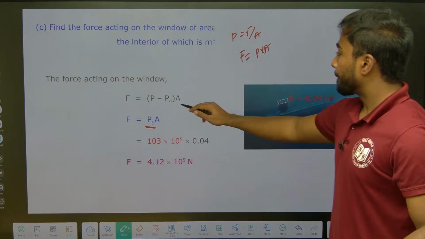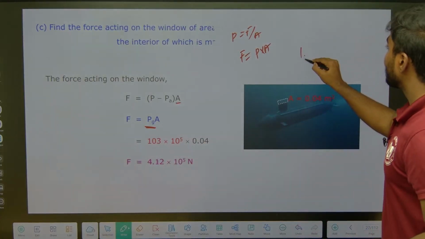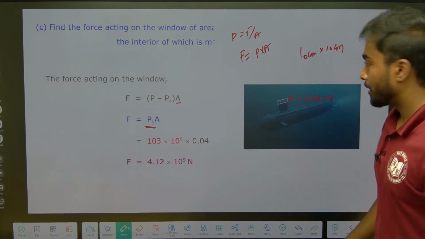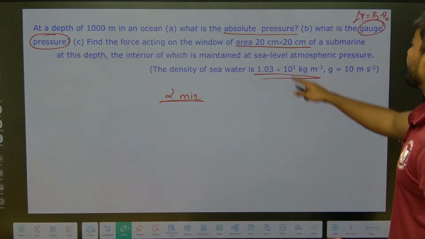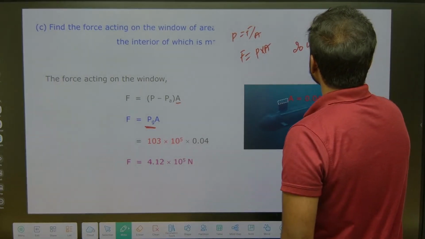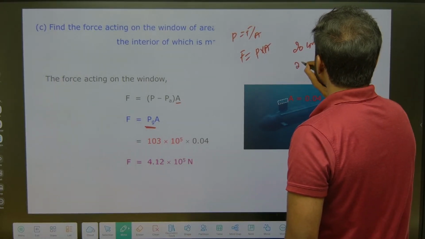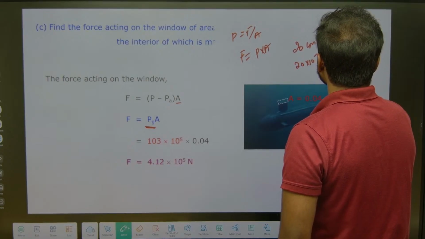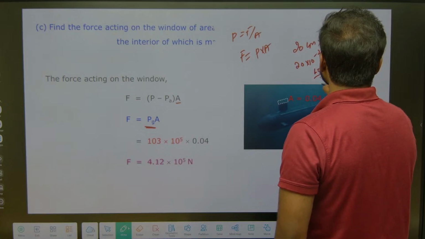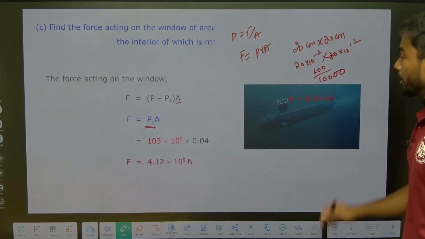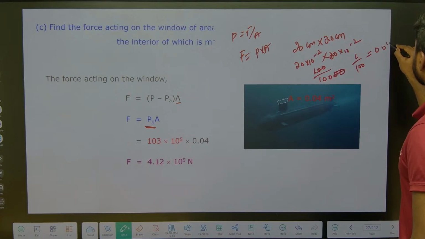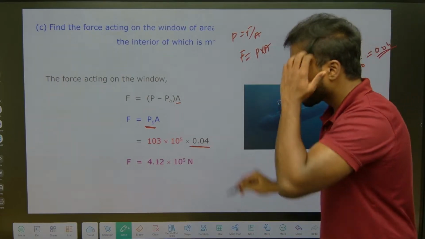And what about the area? Area we know, right? They have given 10 centimeter into 10 centimeter, right? How much should I take? Yes, see here, I mean 20 centimeter into 20 centimeter, not 10. So 20 into 10 power minus 2 into 20 into 10 power minus 2. So 20 into 20, I mean 400, divided by 10 power 4 in the denominator. 2 zeros and 2 zeros get cancelled and 4 divided by 100 gives me 0.04 area, right? 0.04 area we got.